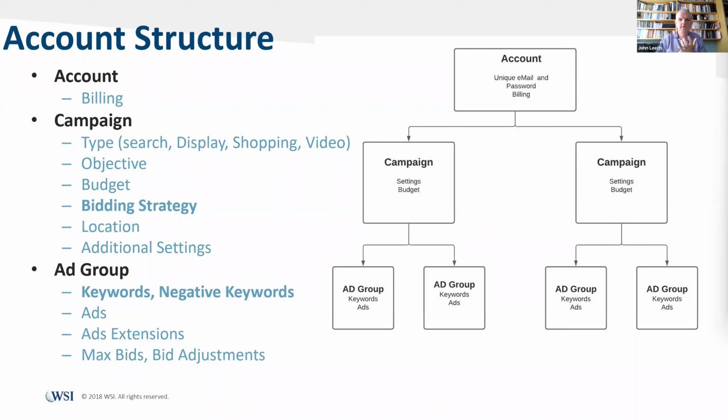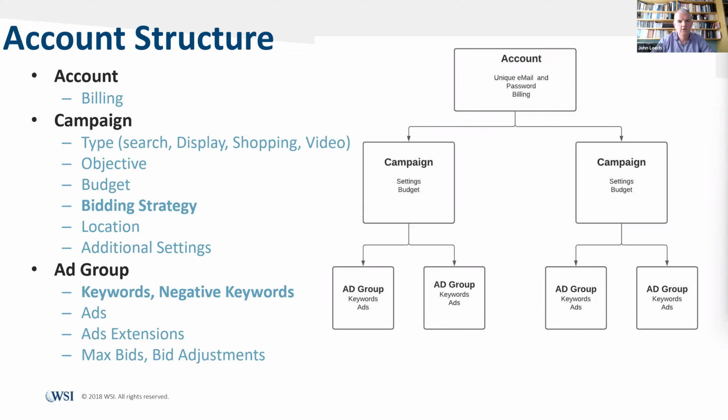So this is the typical account structure for your AdWords account. At the top level, it's your account, and that's associated with a unique email address, which needs to be a Google associated email address. So typically you either create a Gmail account to use, or you associate your existing business email with a Google account. It's got a unique email and password to access the account, and billing is done at the account level.